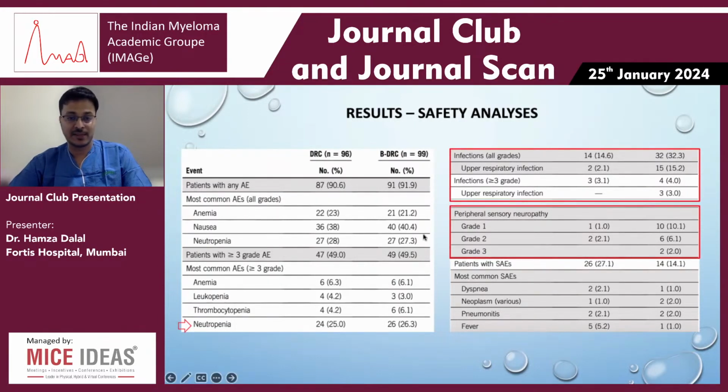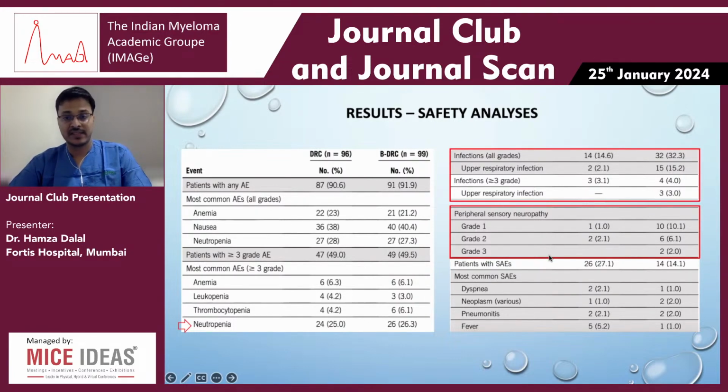Both the arms, the cytopenia were comparable, but in DRC as well as in BDRC, we can see that at least 1/4 of the patients had more than grade 3 neutropenia. Infection rates were definitely a problem, especially in the bortezomib arm, where the infection rate was almost twice that compared to the standard chemotherapy arm.